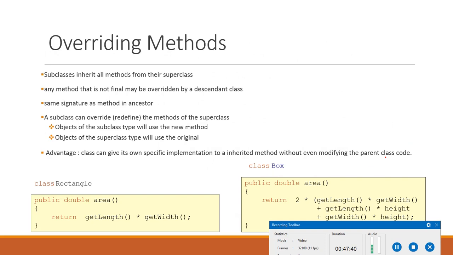Next concept is about overriding methods. What is overriding methods? Now, a subclass inherits all the methods from the superclass. If you have seen in the example, a subclass inherits all the methods and all the data members from the superclass. Any method that is not final may be overridden by the child class. So if a method is not declared as final, it may be overridden by the child class.